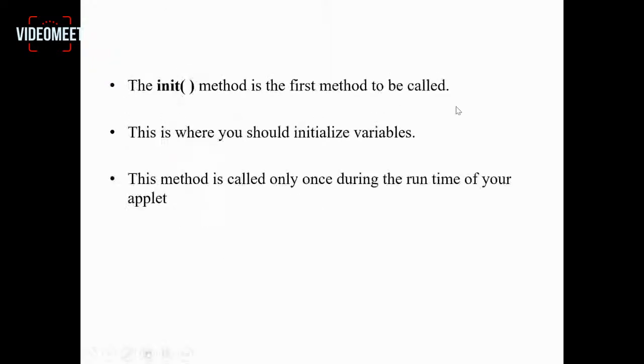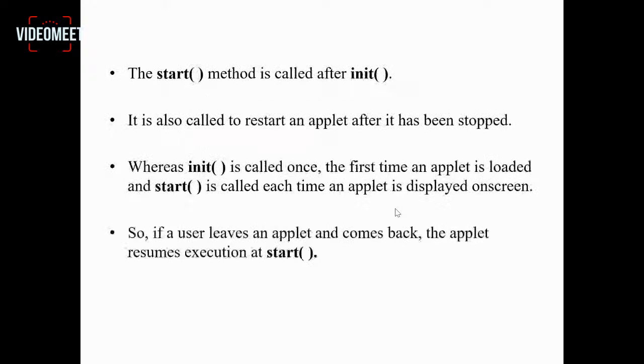So the init method is the first method to be called. This is where you should initialize variables. This method is called only once during the runtime of your applet. So how many times will this init method be called? Only once during the entire life cycle of an applet. The start method is called after init. It is also called to restart an applet after it has been stopped. When do you stop an applet? By minimizing it, you stop it. Again, when you maximize that window, which method will be called? The start method will be called. The init method will not be called again. The init method will be called only the first time when you run the applet.